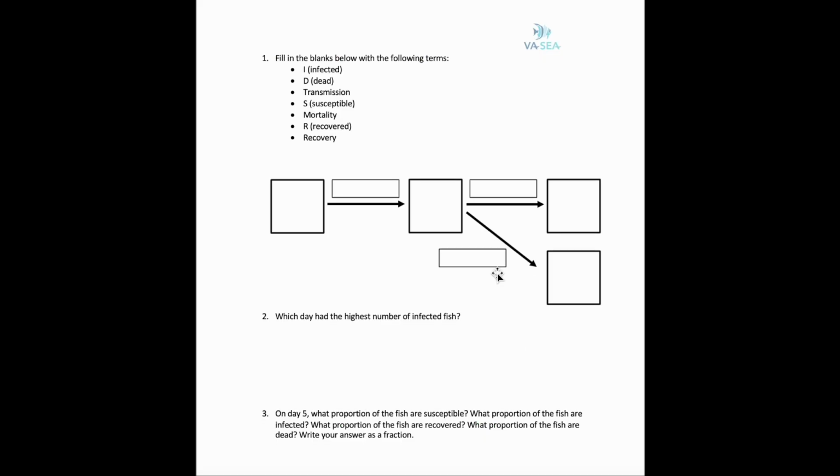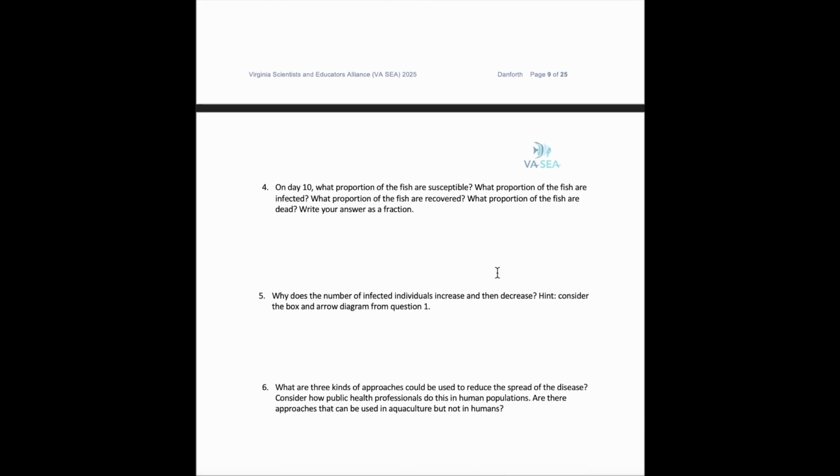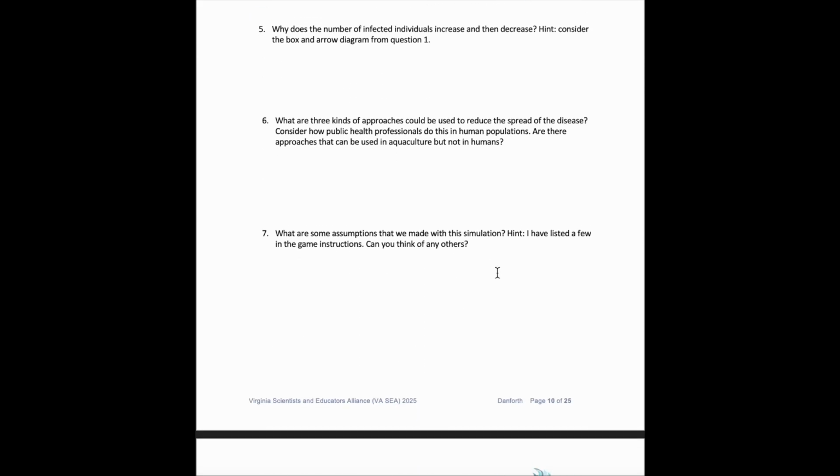And lastly, students are asked a series of questions relating to the SIR game. The final activity involves a class jigsaw where groups that played version 1 of the game compare their results to those who played version 2 of the game and discuss how the different transmission, recovery, and death probabilities may have changed their results.